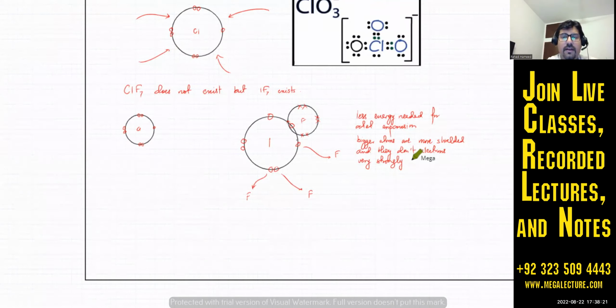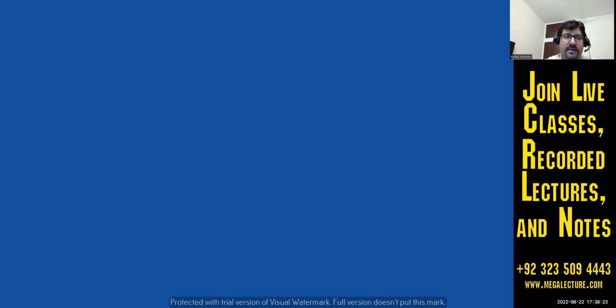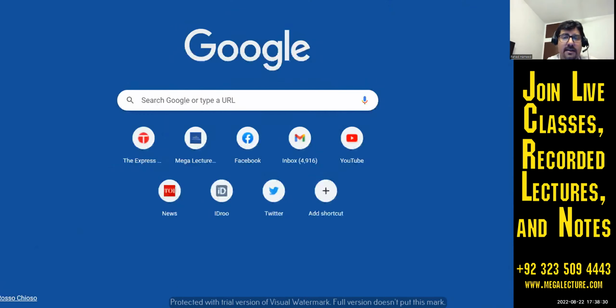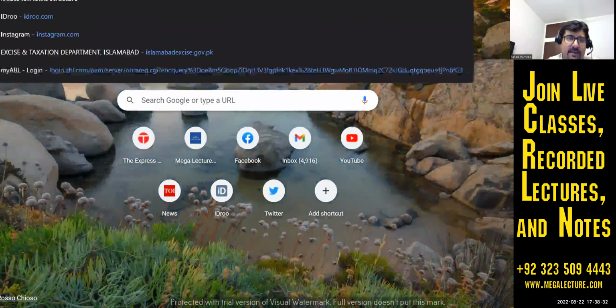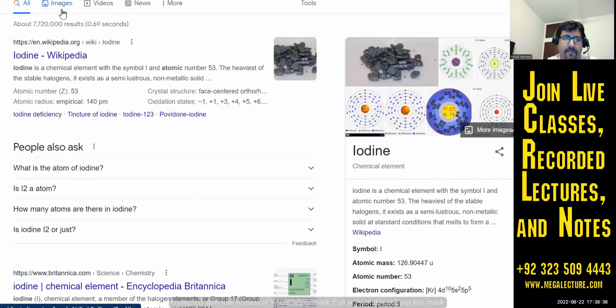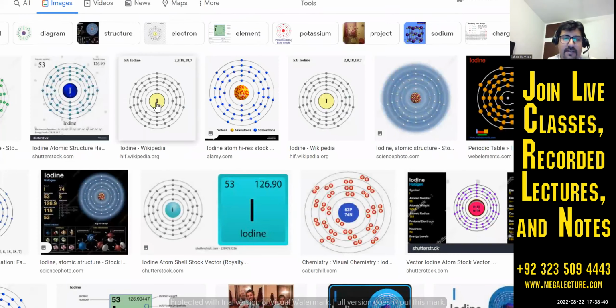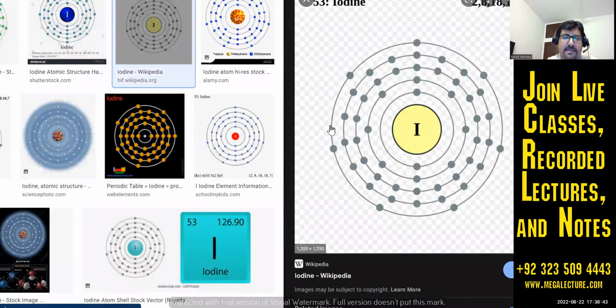We know that Cl has 3 shells. Cl is 35 electrons. Iodine is 53 electrons. Iodine is a lot bigger. This is what an iodine atom looks like, but it's got a lot more shells. So in iodine, the outer shell is much bigger, so it can accommodate a lot of electrons, plus those electrons are not tightly held to the iodine atom.